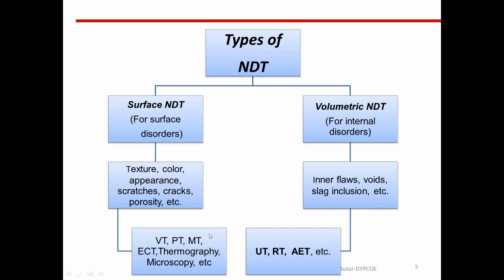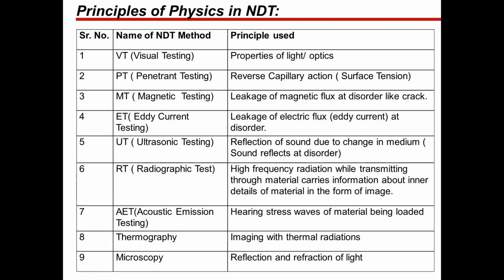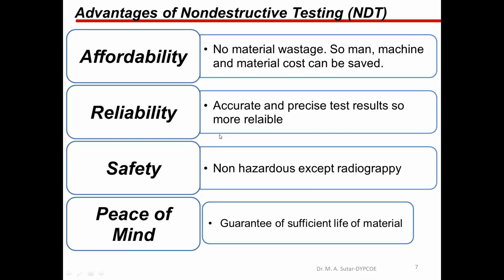Well-established surface testing methods are visual testing, that is VT, PT, penetrant testing, MT, magnetic particle testing, ECT, that is eddy current testing, thermography, microscopy, etc. And in case of volumetric testing, UT, RT and AET are the most widely used techniques. This is the table which depicts various mature methods which are used in industry and the principles of physics used for functioning of these particular methods.